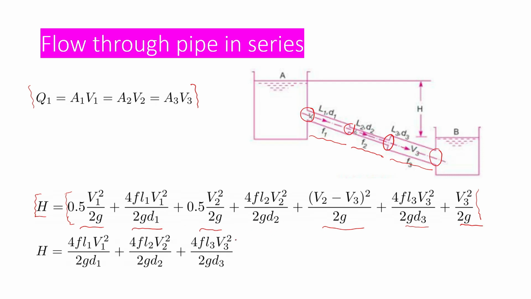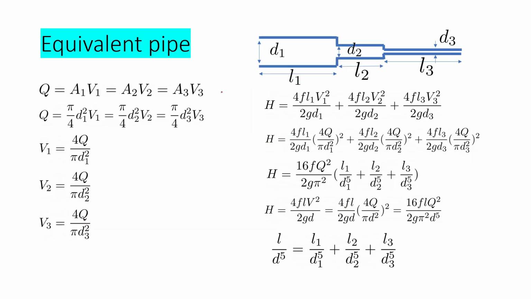In case you are neglecting the minor head loss, you can write the equation like this. H is equal to, you are neglecting all the minor losses, we are considering only the major friction loss: 4FL1 V1 square by 2gD1 plus 4FL2 V2 square by 2gD2 plus 4FL3 V3 square by 2gD3. Coming to the concept of equivalent pipe.